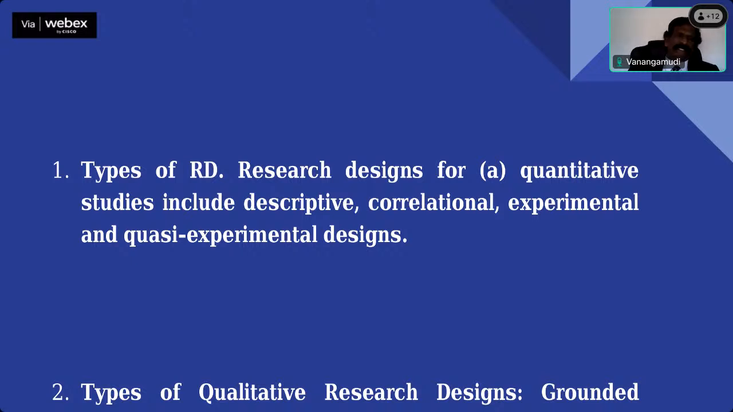And most of the students, by the time you might have come across descriptive statistics, like if you have a mean, if you have a standard deviation, mean, mode, other things, then that type of description is called descriptive research design. So descriptive research design is on the basis of numbers.